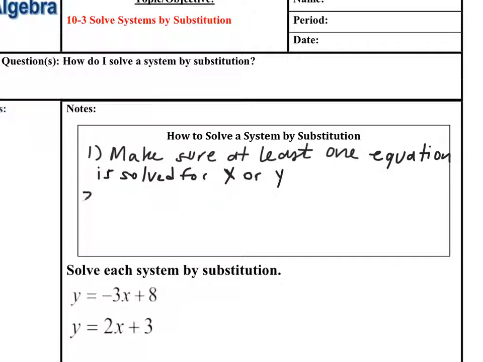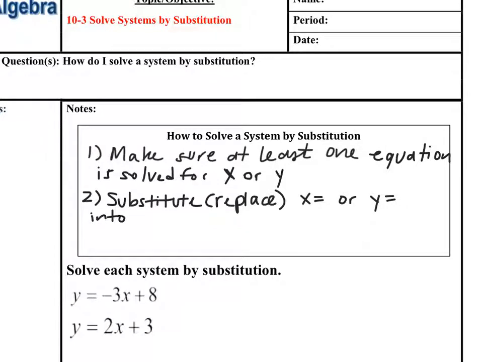And then we're going to substitute, which is a fancy word for like replace or plug in. You've heard me say those things before. Substitute, replace x equals or y equals, whichever one you're dealing with, into the other equation and solve. So substitute and solve.